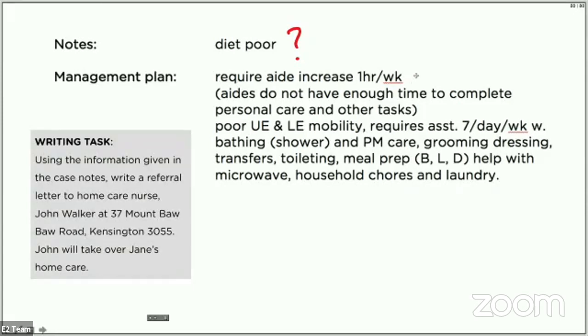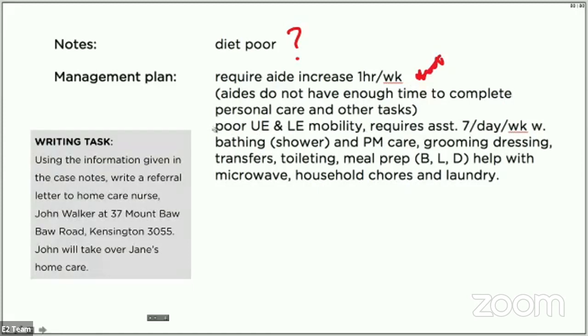Requires aide increase once a week, 1 hour a week. I don't know if that's relevant to John. Let's keep reading. Let's cross that out. Aides do not have enough time to complete personal care and other tasks. Okay, so I'm going to say that, let's keep reading.